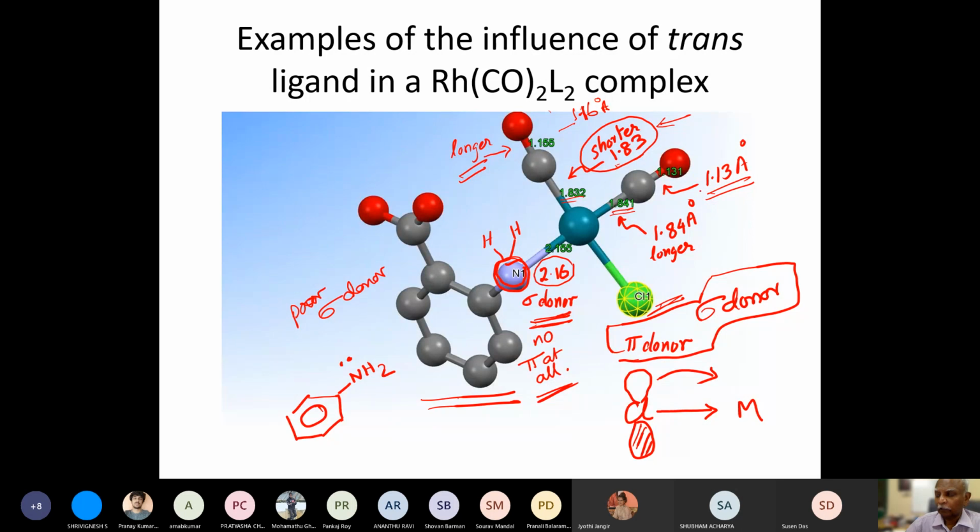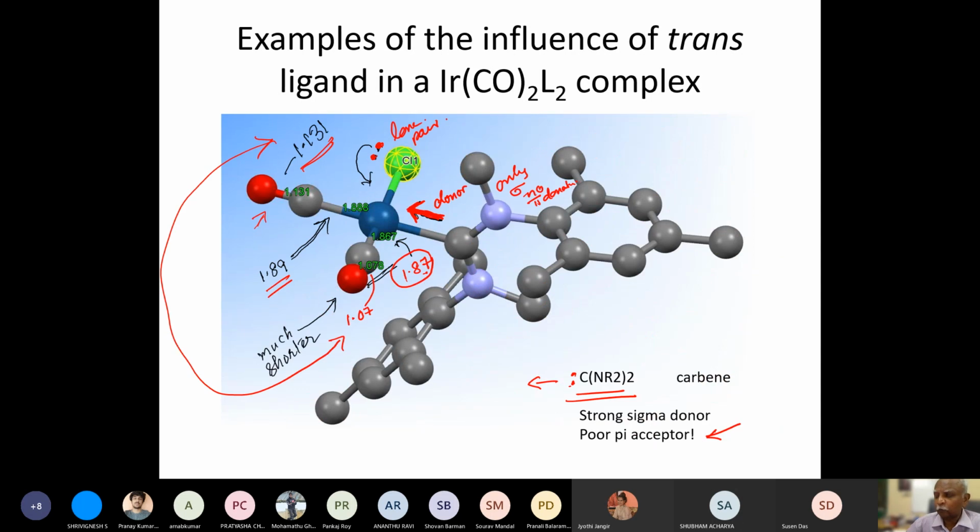Okay, so the chloride, of course, has got the right pi orbital in order to pump in electron density into the T2G, which in turn can pump in electron density into the carbon monoxide. So structurally, if you look at many different examples, you will find that this is true, unless you have complications like the way in which we have shown here.